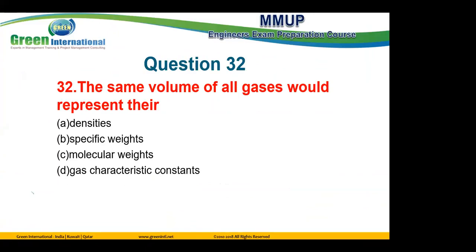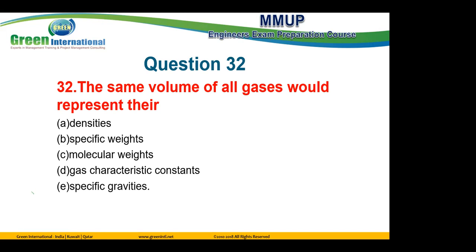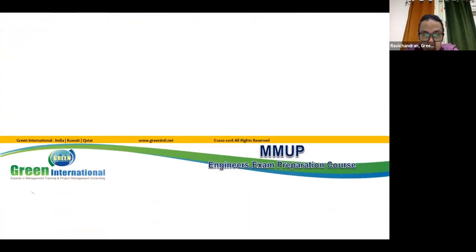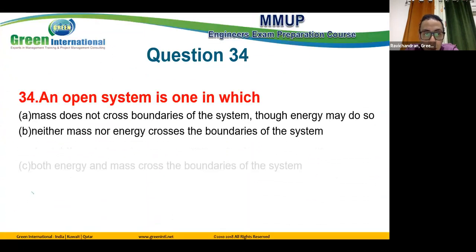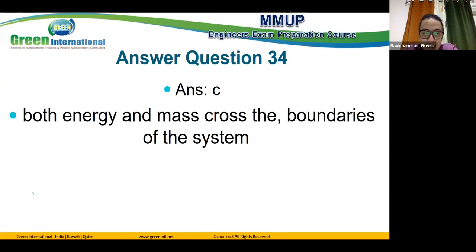Same volume of all gases would represent their molecular weight. Open system is a system where both energy and mass cross the boundaries of the system. C. Exactly. C. Yes, exactly.